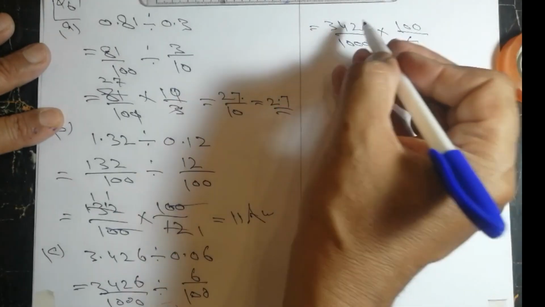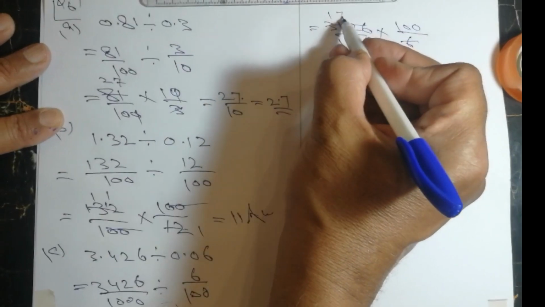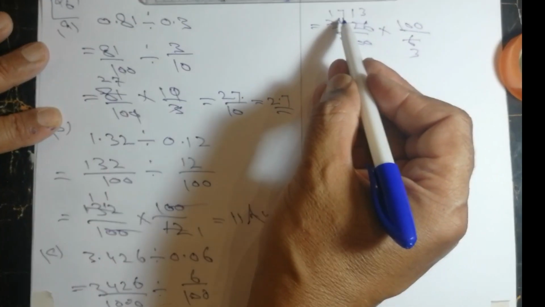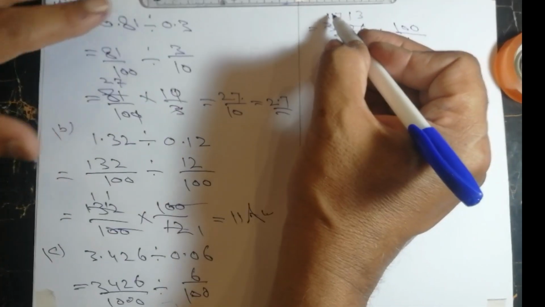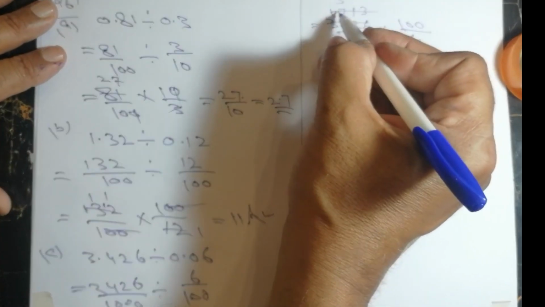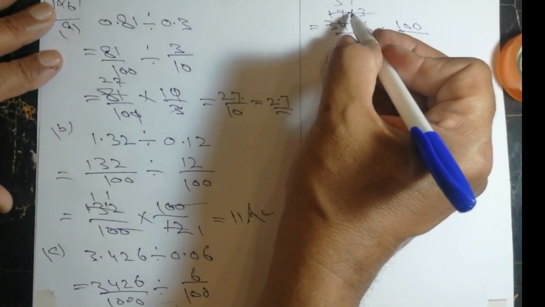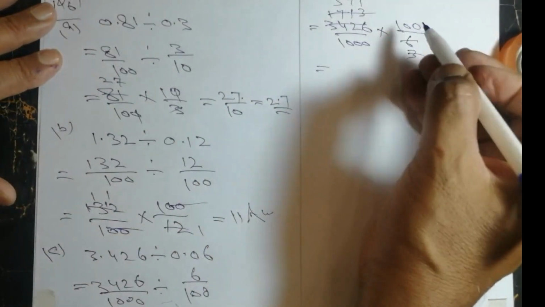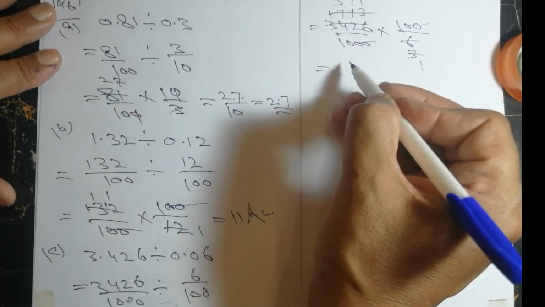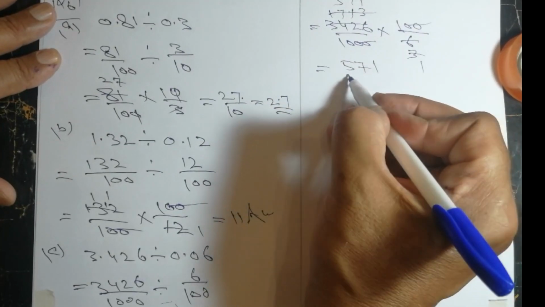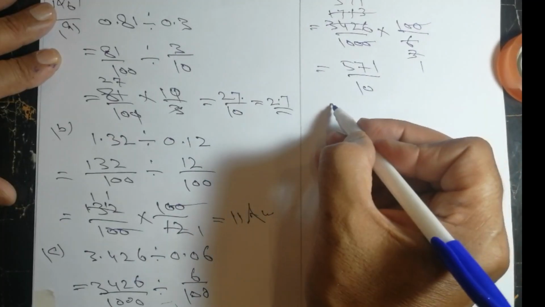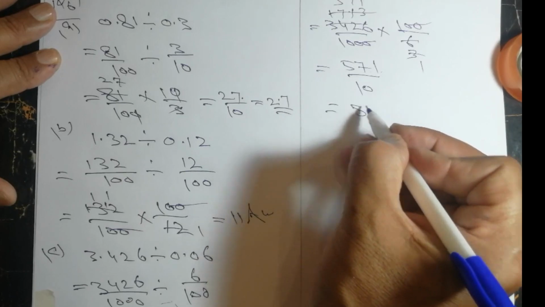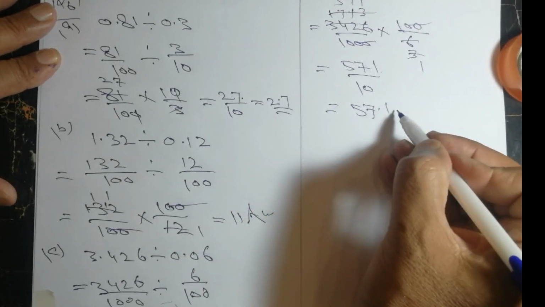So 2 3s are 6, and 2 1s are 2, 2 7s are 14, 2 1s are 2, 2 3s are 6, and 3 1s are 3, 3 5s are 15, 3 7s are 21, 3 1s are 3. So 2 zeros cancel with these 2 0s, 5 7 1 over 10, and that is equal to the decimal from here to here, 5 7 decimal 1. So this is the answer.